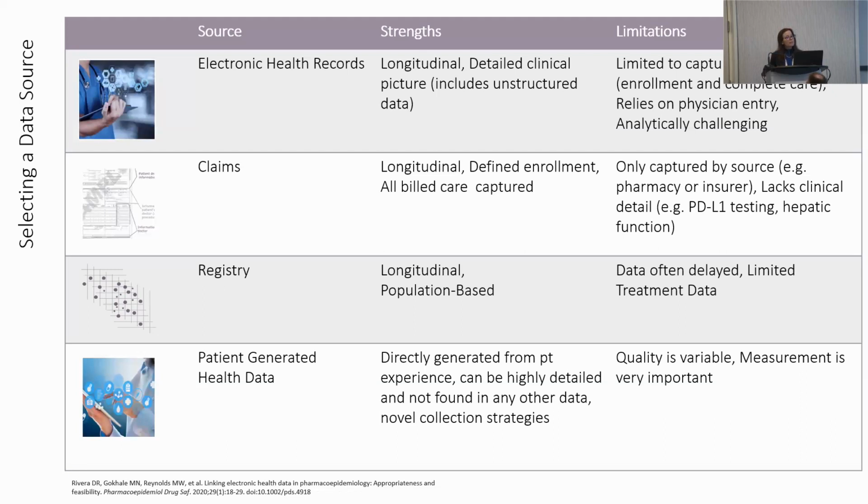From a claims data perspective, again, you have that longitudinal view but you have defined enrollment, which is a difference, I think, in the context of knowing typically when the start and stop of an enrollment period is. All billed care is captured. But again, you have the same issue in the completeness component, that it's only captured by source. So it lacks detail; for example, something like PD-L1 test results may not be available in the claims data. From a registry perspective, you have longitudinality again.